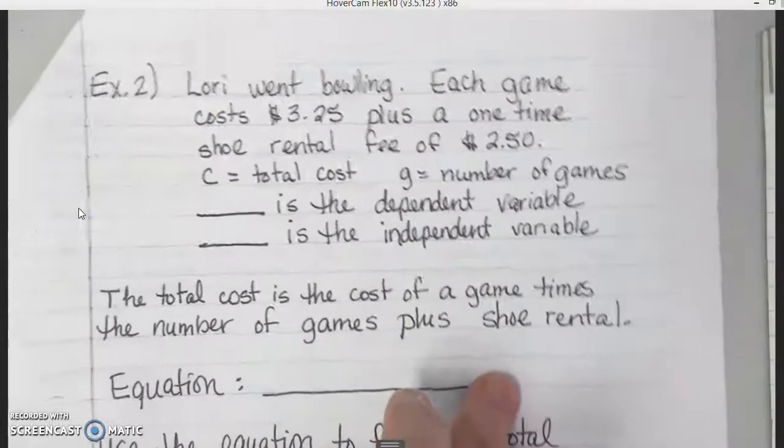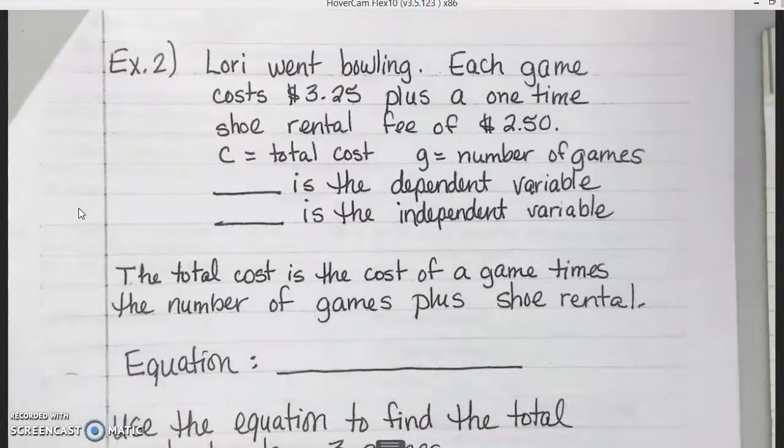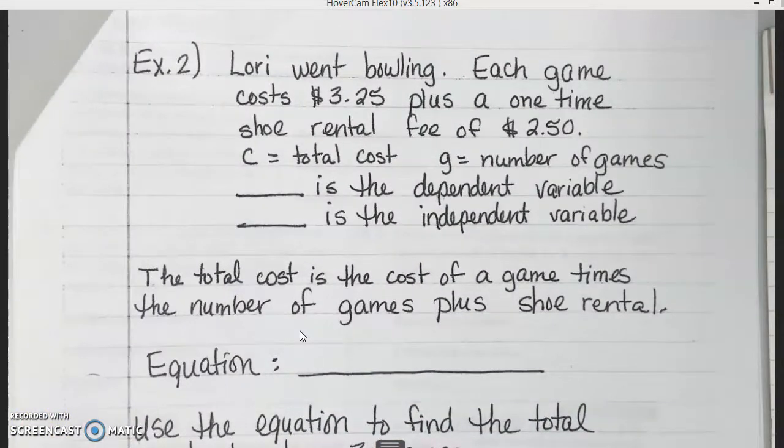Alright, let's look at example 2. I'm going to go ahead and pause so you can write that down. Alright, Lori went bowling with her friends. Each game that she plays costs $3.25, plus she has to pay a one-time shoe rental fee of $2.50. So the $2.50 pays for her shoes for the whole day, no matter how many games she plays. But she has to pay $3.25 for every game she plays.